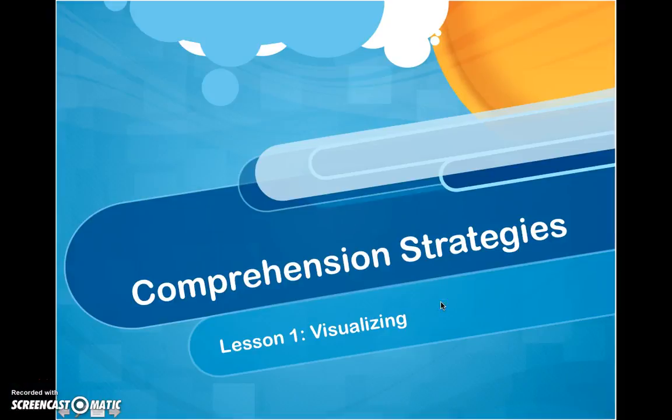Hi, my name is Deborah Sizer, and today we're going to be talking about comprehension strategies. The first mini lesson will be on the comprehension strategy, visualizing. Let's take a look at our objectives.